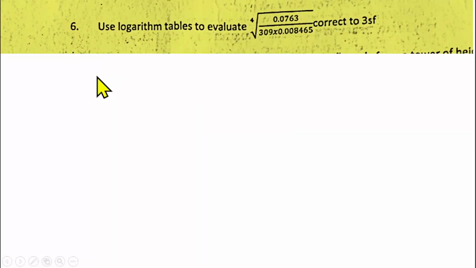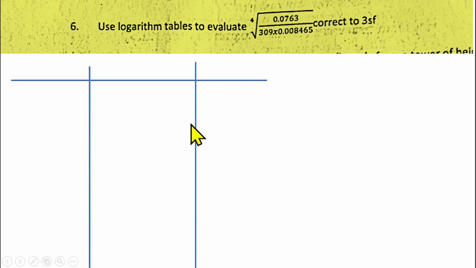Question number 6 is from the logarithm. We have to use the logarithm table to evaluate the fourth root of 0.0763 divided by 309 times 0.008465, correct to 3 significant figures. So the first thing is to draw a table.